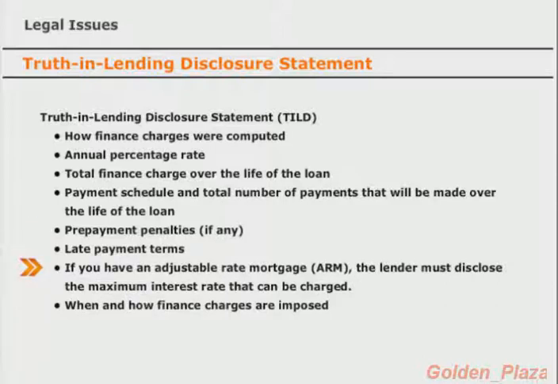For ARMs, the lender must disclose the maximum interest rate that can be charged and when and how finance charges are imposed. These items must be disclosed upfront, in writing, and in terms that are easy to understand. In addition, the real estate section of the Truth in Lending Act gives consumers something called a right of rescission on refinancing and line of credit transactions. This means that you have 3 business days from the date you signed the agreement to back out of a loan. No questions asked. And the lender cannot charge you any kind of cancellation fee.